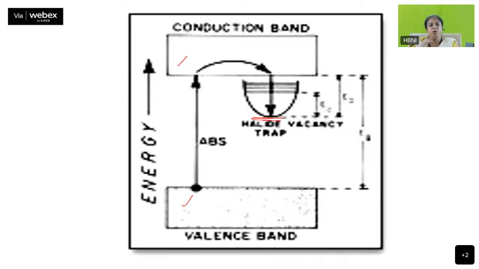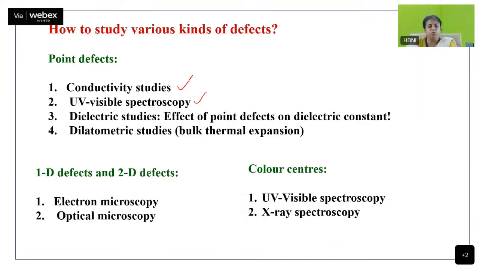Okay, so they form a lower energy region and they might fall in the visible or the UV region, and then by UV-visible spectroscopy, you can study and understand those defects.